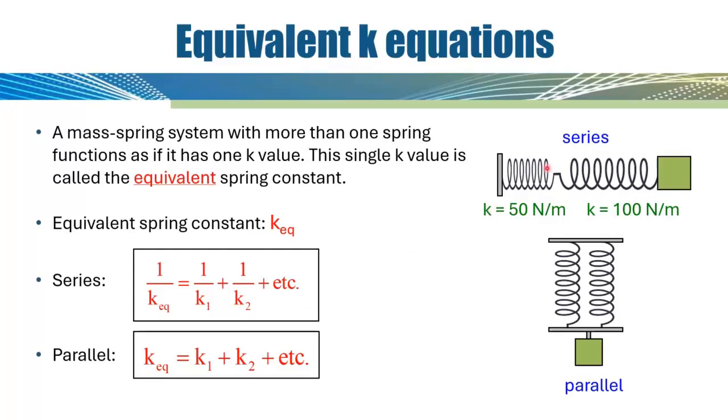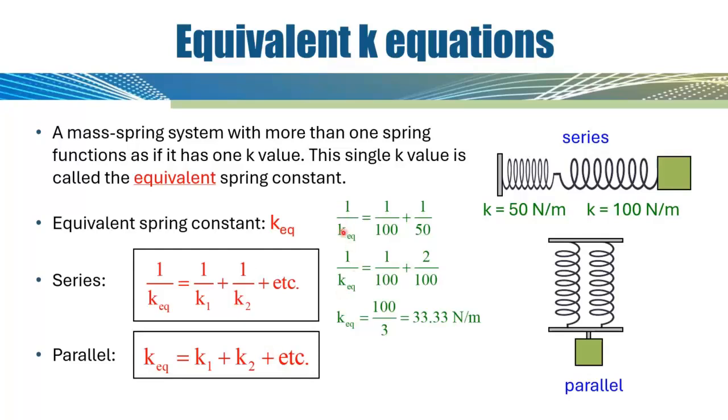Let's start with this system up here that has two springs in series. So here we have a looser spring that's got a K value of 50 and a tighter spring that has a K value of 100. So because they're in series, I'm going to use the 1 over KEQ equation. So I have 1 over KEQ equals 1 over 100 plus 1 over 50. And if I'm doing this by hand, I'm going to start by finding a common denominator. So I'm going to leave my 1 over 100, and I'm going to rewrite 1 over 50 as 2 over 100. So now I'm going to end up with 3 over 100.